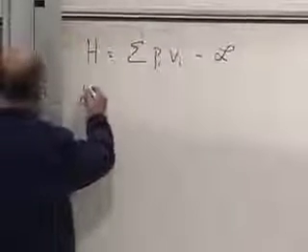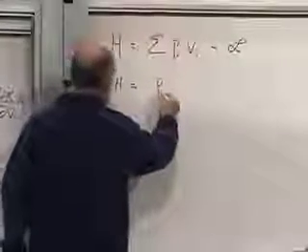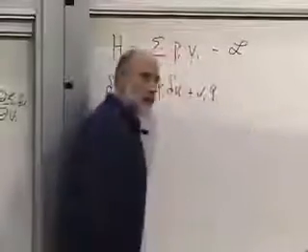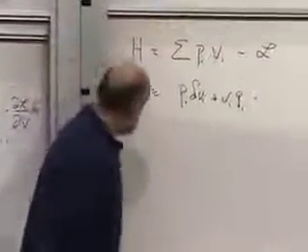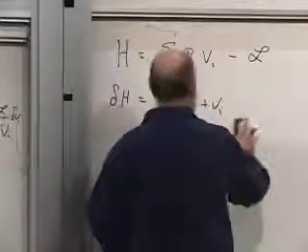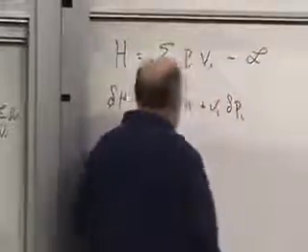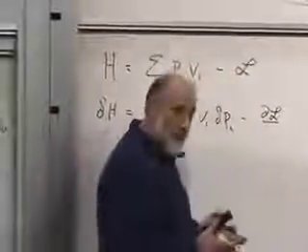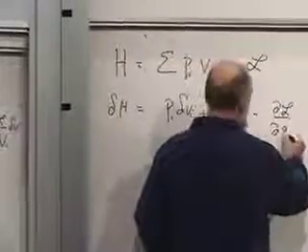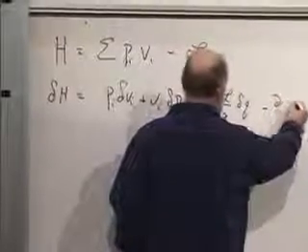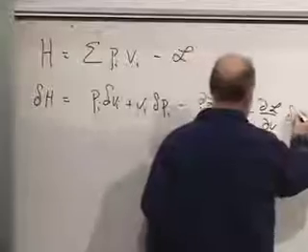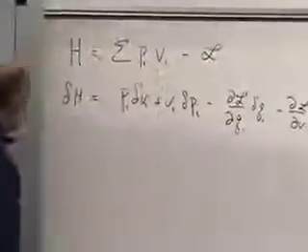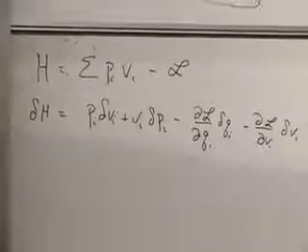Now let's make a little variation. That's going to be equal to p sub i delta v sub i plus v sub i delta p sub i minus the change in the Lagrangian, minus v sub i delta p sub i. But now we have to calculate the change in L. The change in L is the derivative of L with respect to whatever it depends on. But it depends on q's, delta q's, and it depends on v's. Everybody gets an i. There should be a summation sign, which I'm too lazy to write.